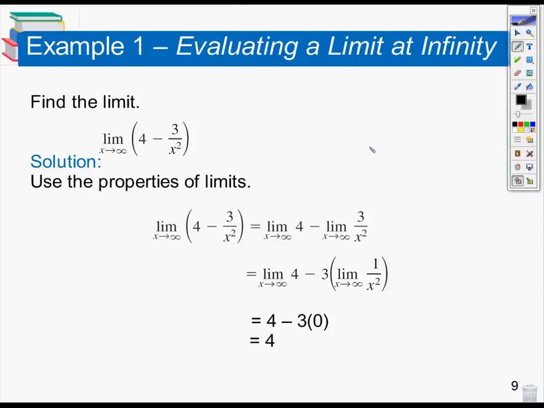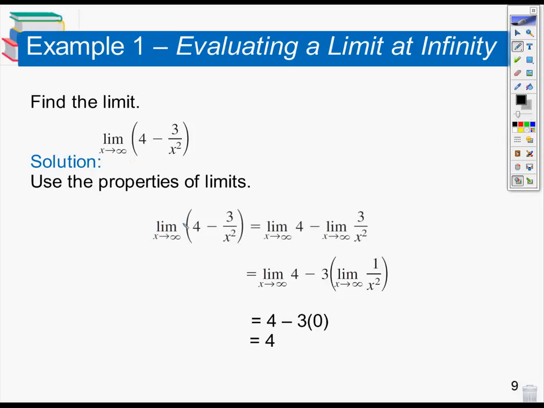Okay, so let's move away from the theoretical, the formulaic part, and let's work through a couple of these and see what happens. I want to find the limit of this as x approaches infinity.